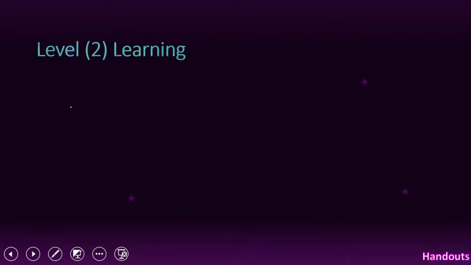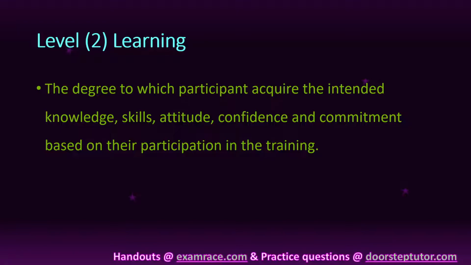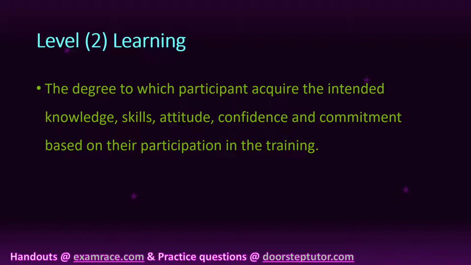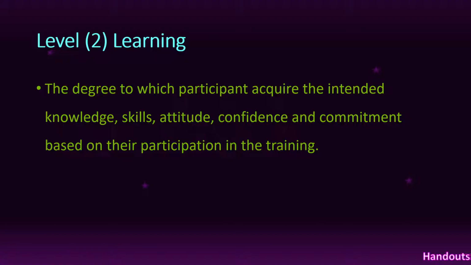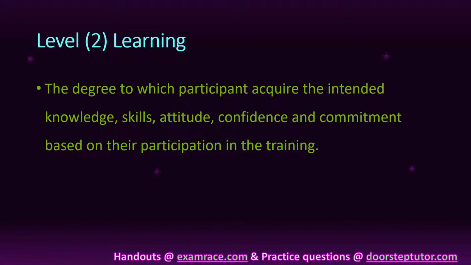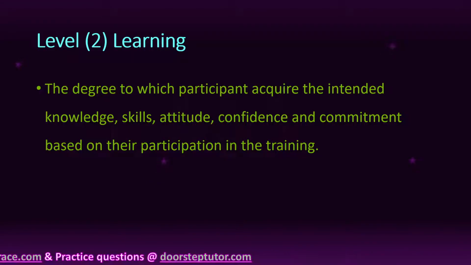Next thing is learning. Level 2 is what? Learning. What is learning? The degree to which participants acquire the intended knowledge, skills, attitudes, confidence, and commitment based on their participation in the training. So in learning, we analyze what we acquire, means we see knowledge, skills, attitude. All this we check in learning. Okay, after reaction, the second level is learning, and in learning we judge all these things.